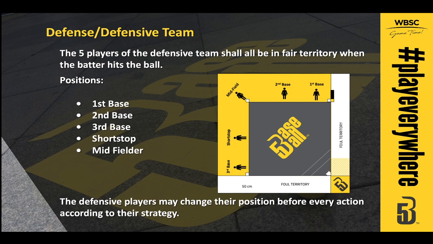A typical defensive formation is shown in this image on your screen. Going around the infield from first to third base, you have a first baseman, second baseman, a midfielder, a shortstop, and a third baseman. Again, this is just a standard formation.